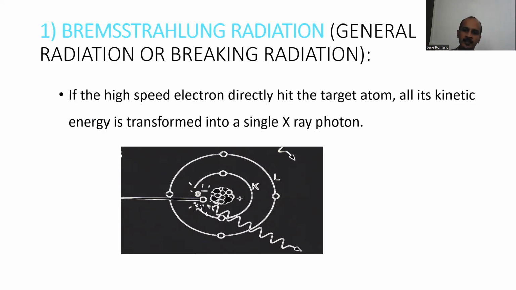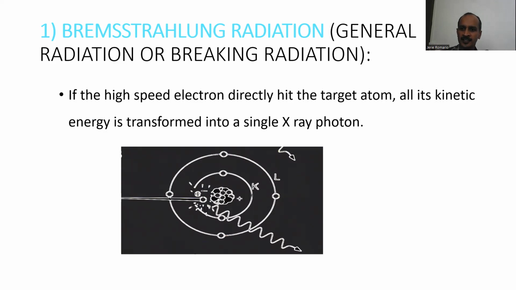So here, kinetic energy may be converted into heat or X-rays. 99% will be converted into heat. 1% comes as X-rays. That is useful for our recording purpose. In Bremsstrahlung radiation, there are two possibilities.